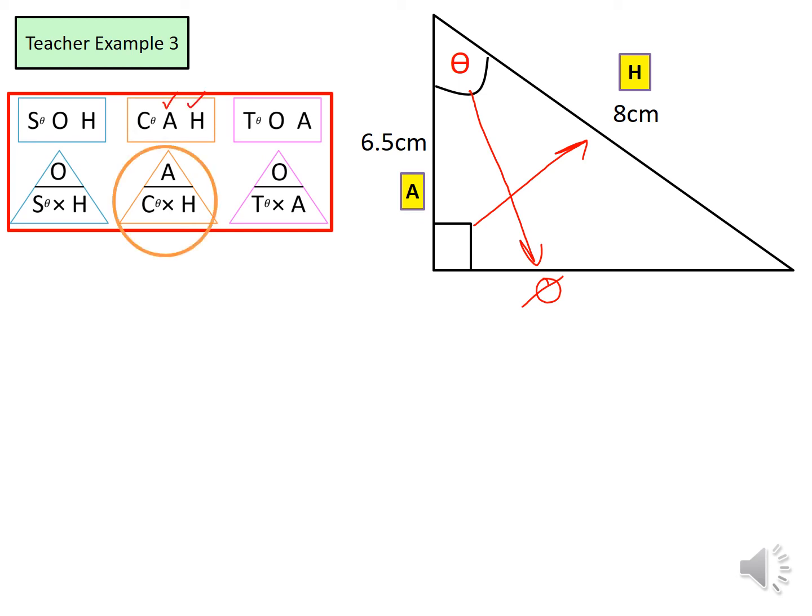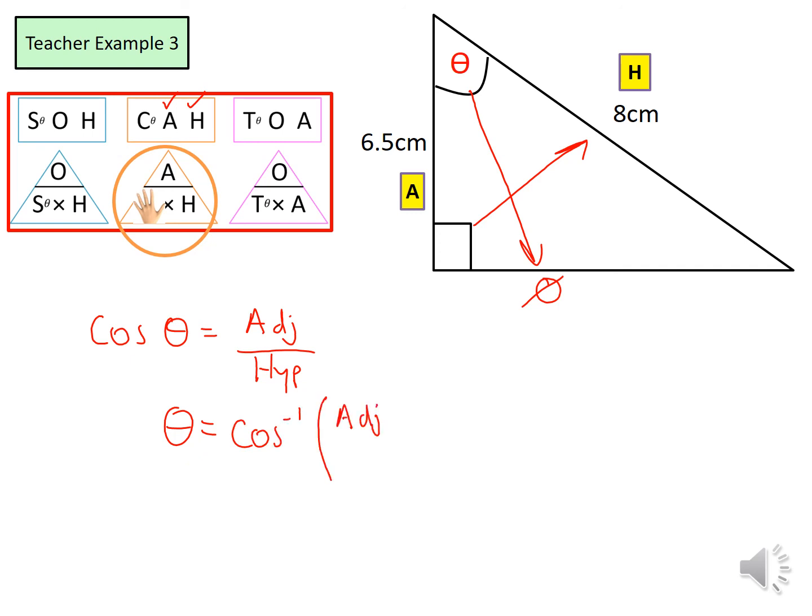So now what we need to do is cover up the cos theta, the cos angle, because that's the one we're trying to find out. Alright, so what you're going to write down is cos theta equals adjacent over hypotenuse. Alright, we want to get that angle on its own, so you're going to do the inverse of cos, which is cosine minus 1 of adjacent over hypotenuse.